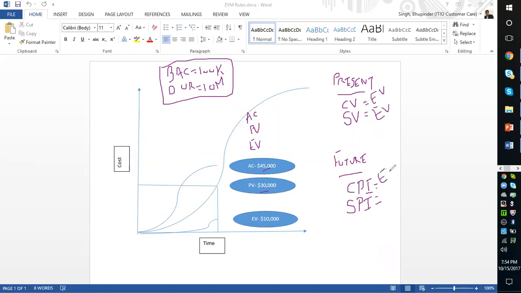Present and future, everything starts with earned value. Out of these 3, I've taken out earned value. I'm left with actual cost and planned value. How do you depict variance? By the negative sign. So I've just put the negative sign over here. How do you depict the performance index? Index is depicted by the division sign. So I've just put in the division sign over here.